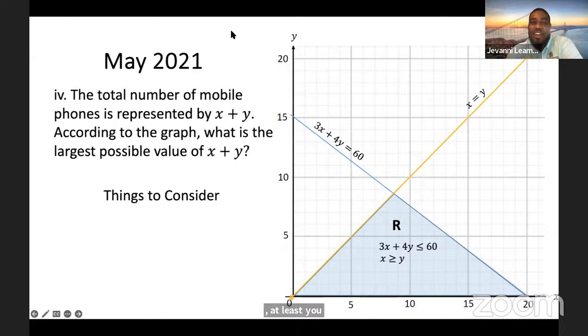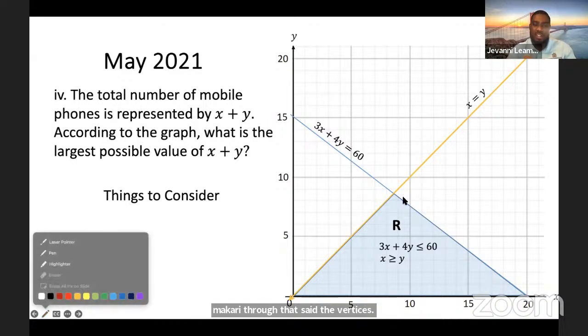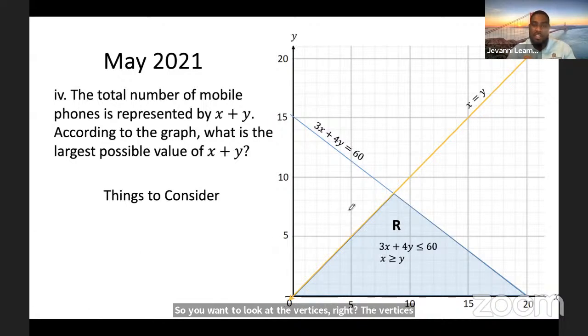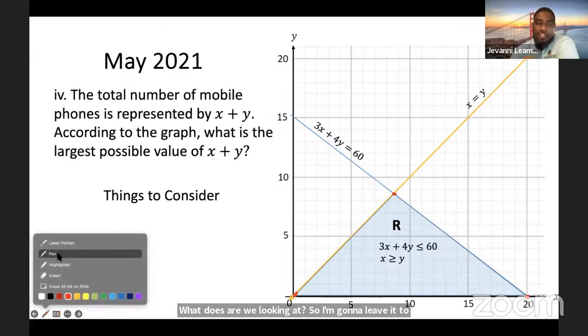Anybody else? Oh, a triangle. But you're saying why is this actually a triangle? McCarthy would have said the vertices. So you want to look at the vertices, right? The vertices of this polygon. What else are we looking at? I'm going to label the vertices, which will be labeled again. But these are the vertices, so you know it's a triangle.